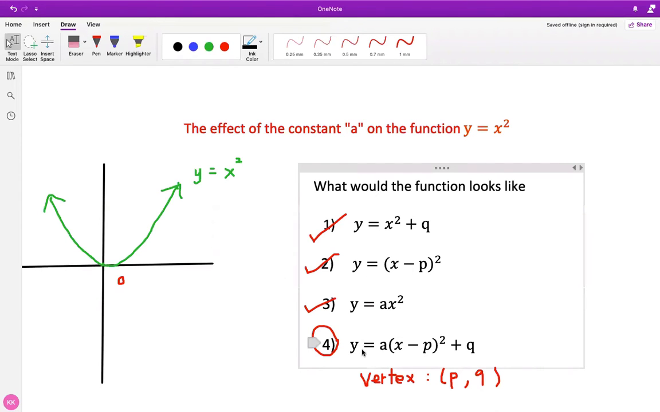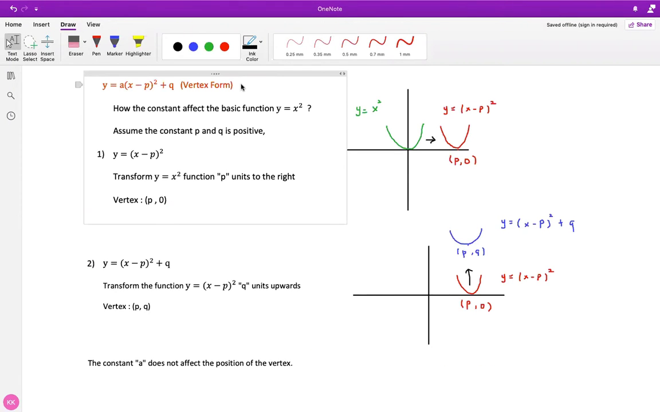So we have the last one, y = a(x - p) squared + q. This equation has an a factor, a p factor, and a q factor, and we look at how these three factors affect the function. When your teacher taught you this equation, the teacher may have told you that the vertex of this function is (p, q). In this video, I'm going to prove why the vertex is (p, q).